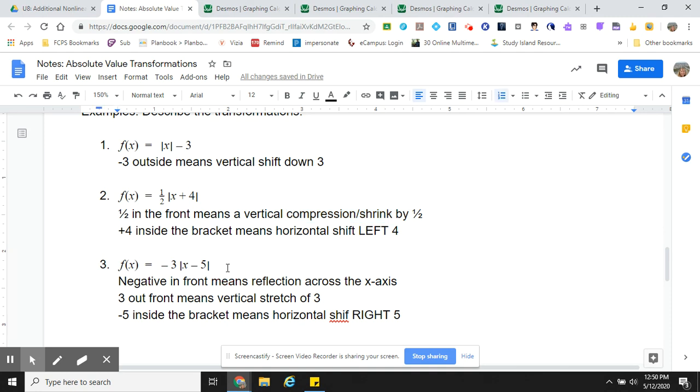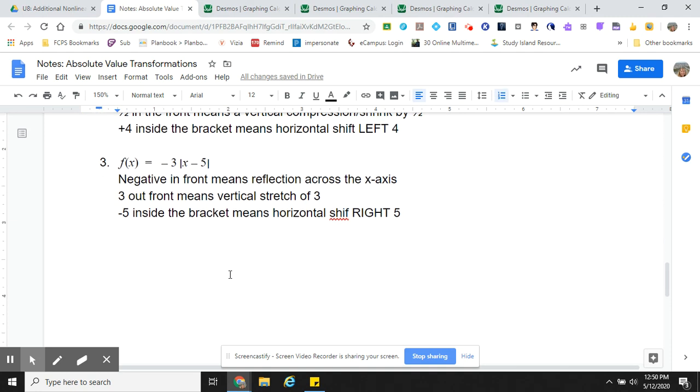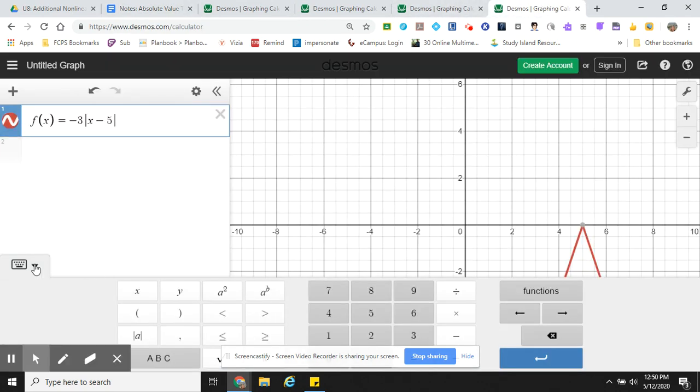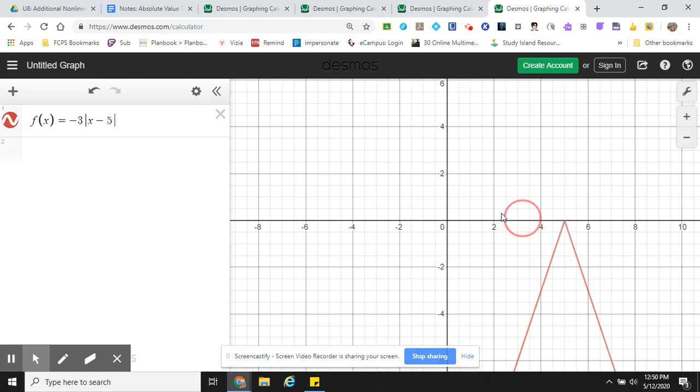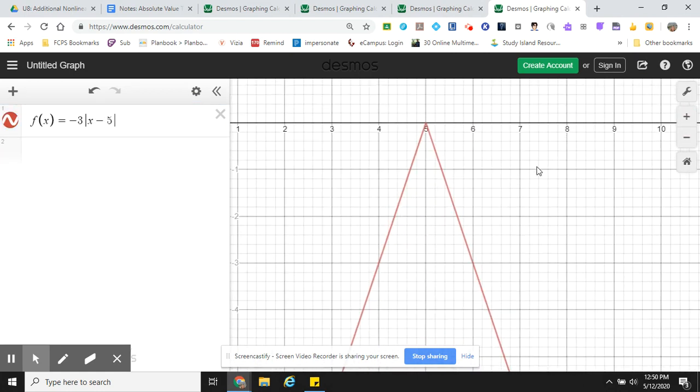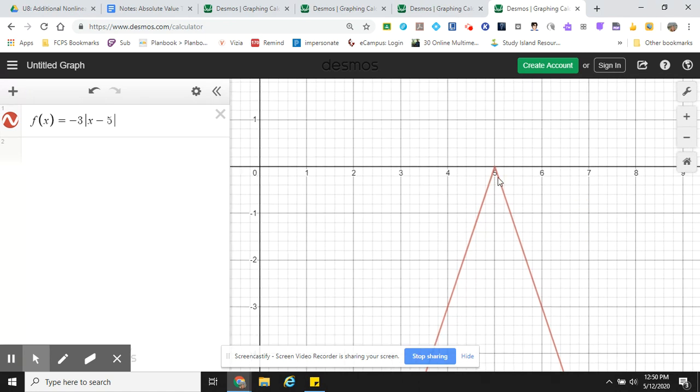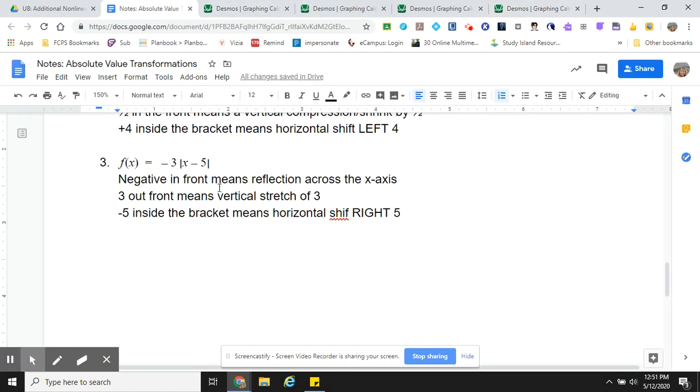For number 3, the very last example, I kind of combined a couple of things here. I have that one in here too. That would be negative 3 on the outside. Notice what the negative did to it. So here's my function now. The negative made it flip upside down. It's a reflection. The 3, if you notice, look how much skinnier it is than that one. So the 3 gave it a vertical stretch, and then the minus 5 moved it right 5.